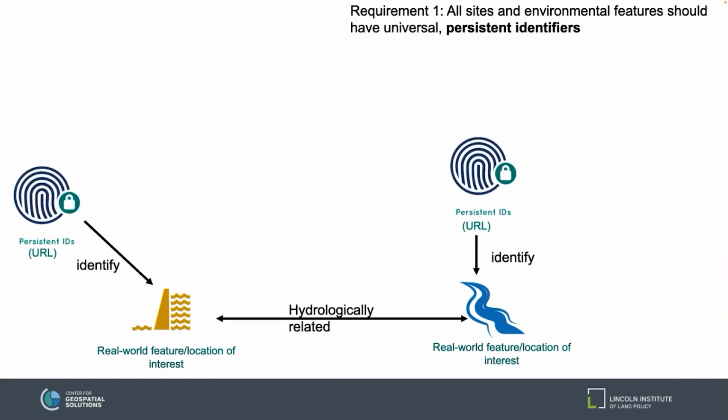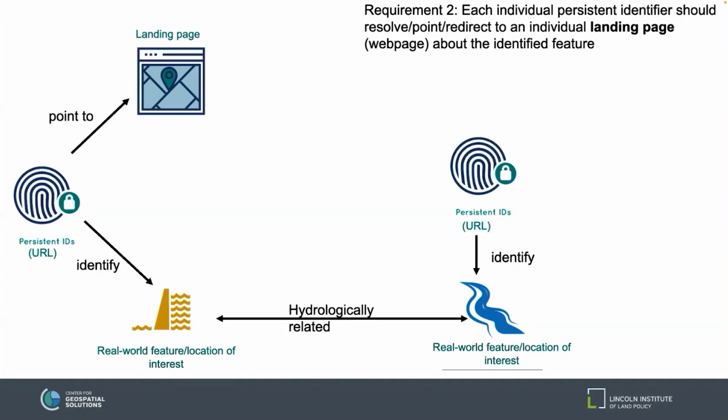All right, so the approach we're taking is basically the same way the commercial internet has done it. And certain academic fields have done this to varying degrees as well. But the first requirement is that all sites, specific locations, and environmental features should have universal persistent identifiers, hopefully in the form of URLs. This is similar to the URL versions of the DOI and the ORCID systems that identify academic documents and people respectively. We imagine this kind of thing for real world hydrologic objects. These URLs should point to landing pages, so web pages about each feature.